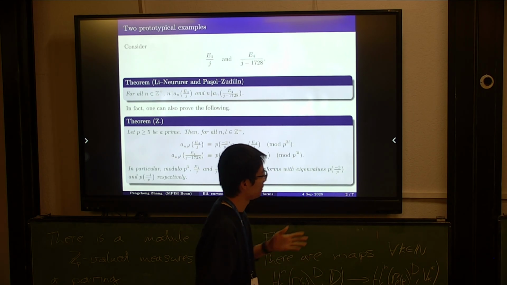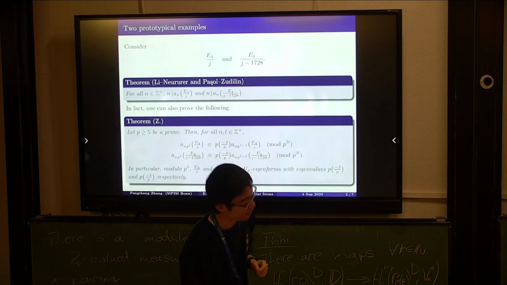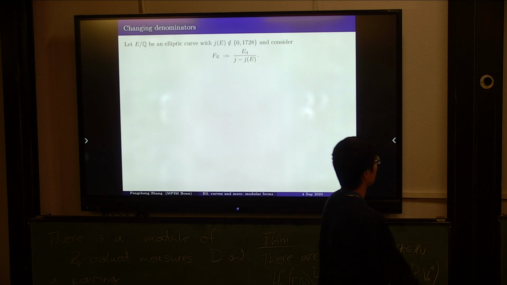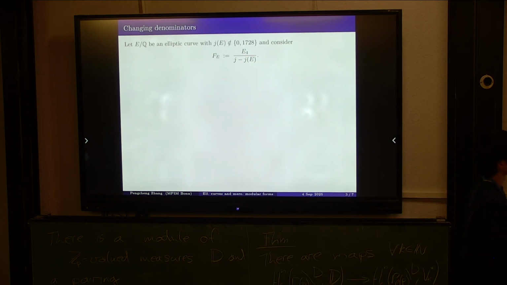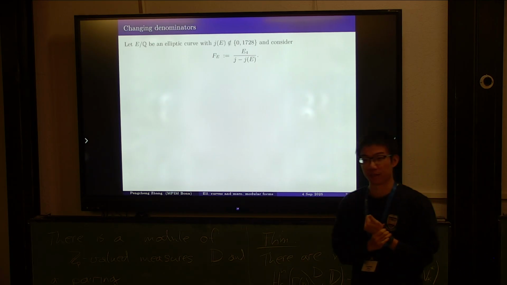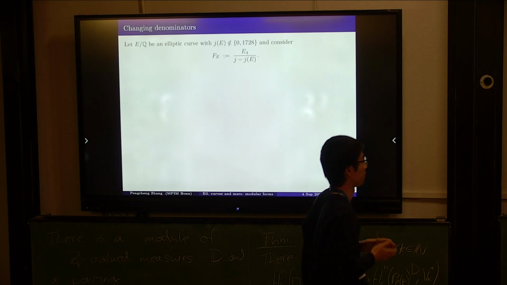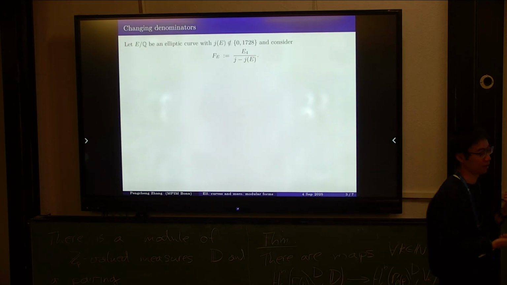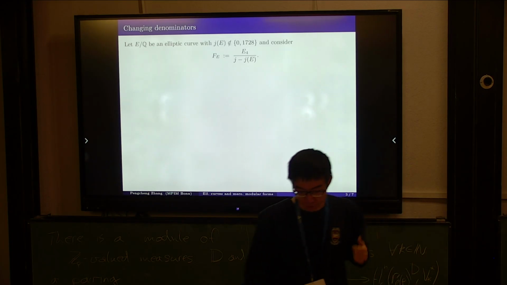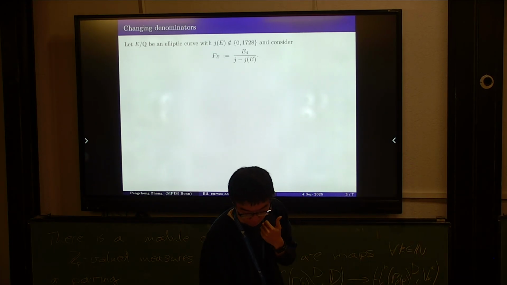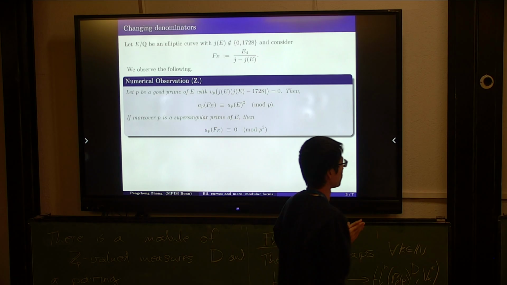And since I have an elliptic curve in my title, I may as well take an elliptic curve and consider E4 over J minus the J invariant of the fixed elliptic curve that I take. And I actually don't want the J invariant of this elliptic curve to be 0 or 1728, because those are two special cases that do not really fit into the general discussion. But if we look at this meromorphic modular form, we also observe something interesting.